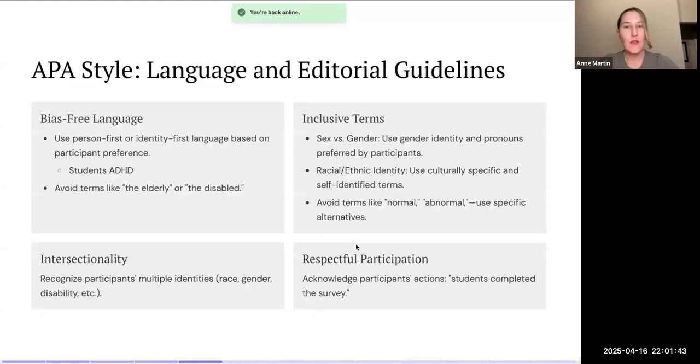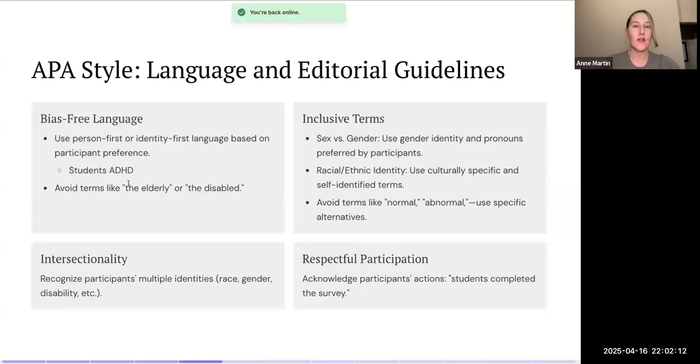So in terms of the language, when you are writing an APA manuscript or a proposal, it's important to adhere to the same standards of ethics that we have been talking about through this course. And this also shows up in your writing. Some of the ways that you can do that is to use bias-free language, which means person-first language and identity-first language based on what the participant prefers in terms of their identity.